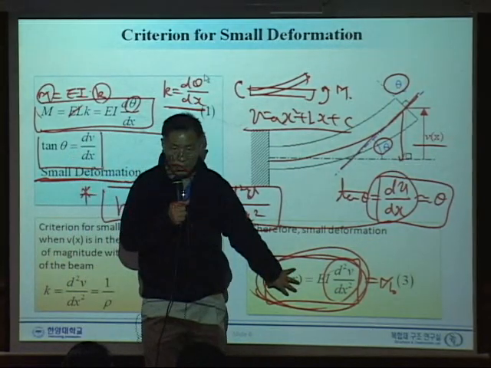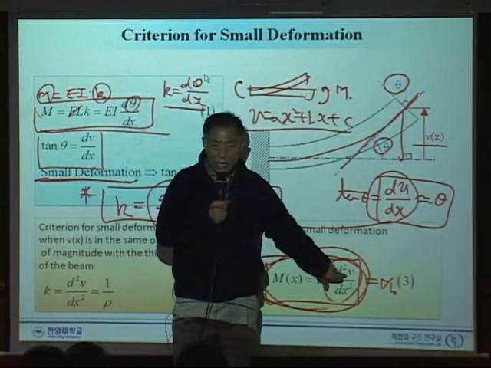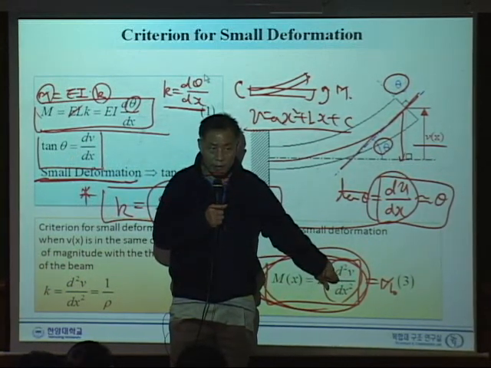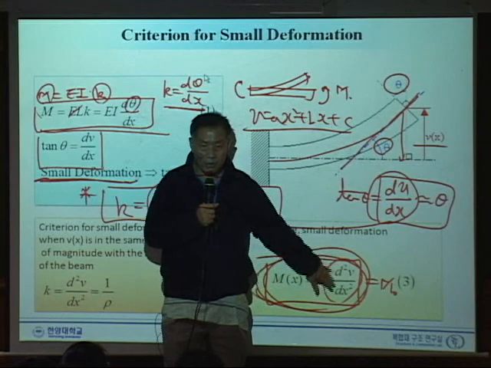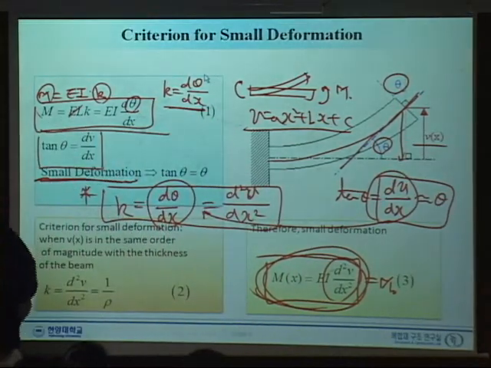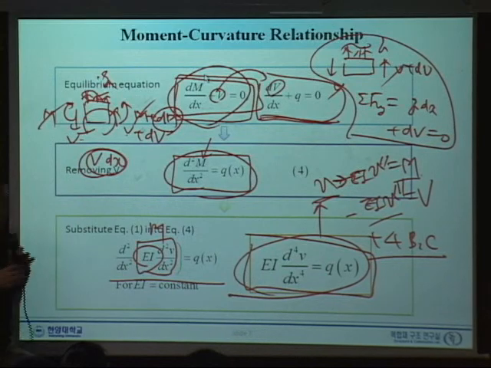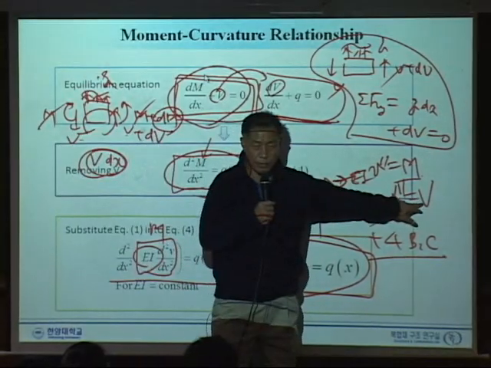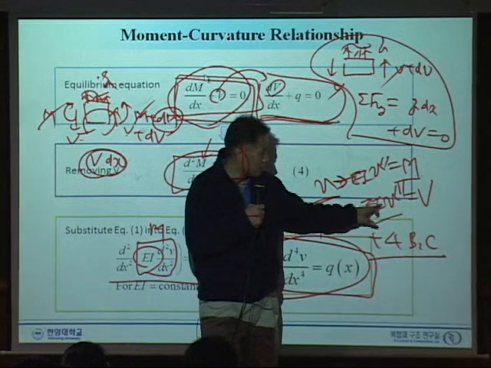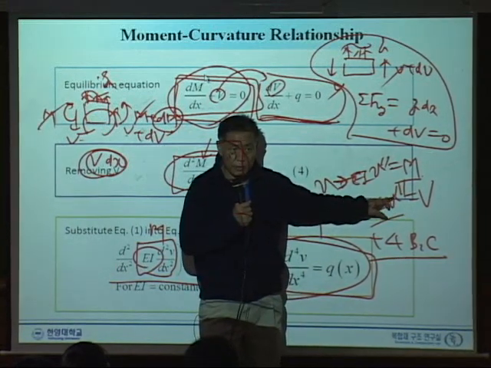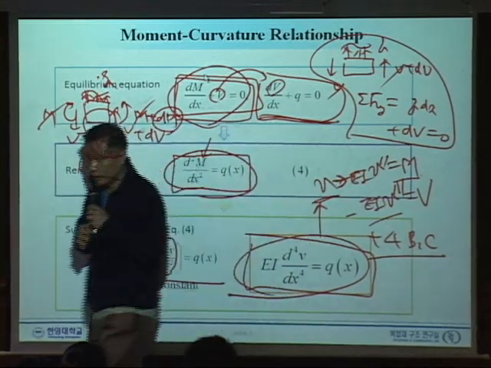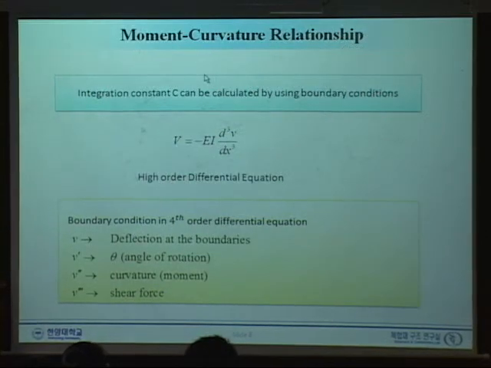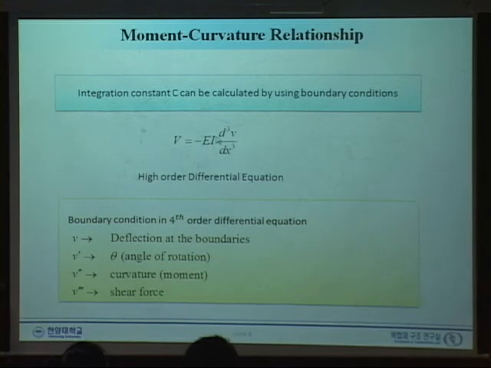Right? If moment is given, that means the second derivative, V double prime, is given. If shear force is given, then the third derivative is given. EI V third derivative is V. That's why, as it says here, V is the third derivative of v times EI.